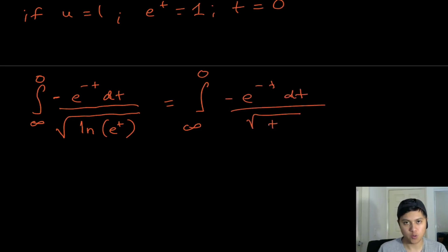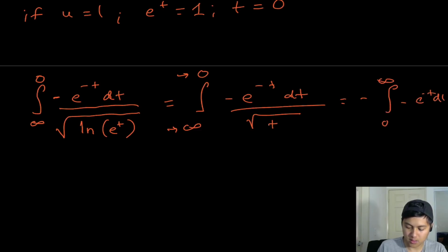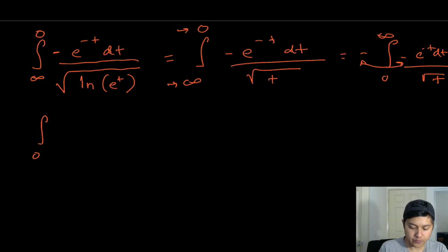And now we're really close to unveiling the disguise of the Gaussian integral. If you don't like these infinity to 0 bounds and you want to flip them, we can introduce another minus sign to flip those bounds. So minus t dt over root t, and now these two minus signs give me a plus sign. So we currently have 0 to infinity e to the minus t dt over the square root of t.